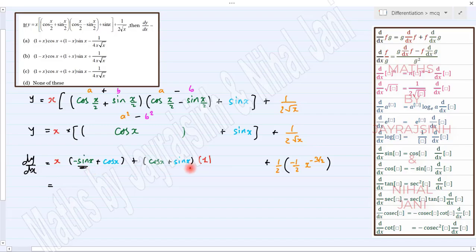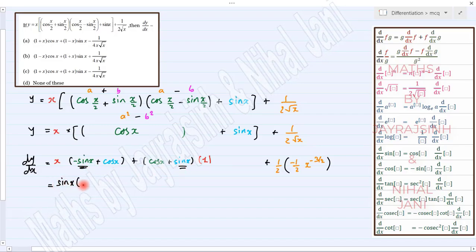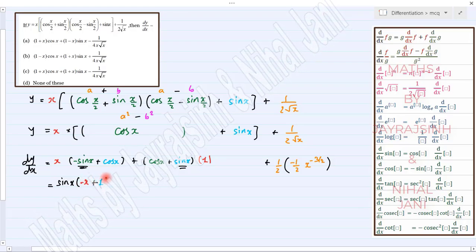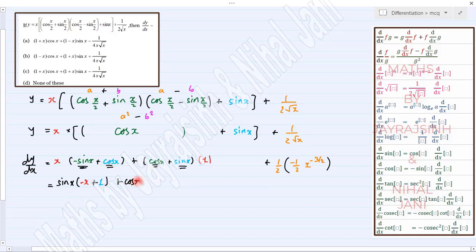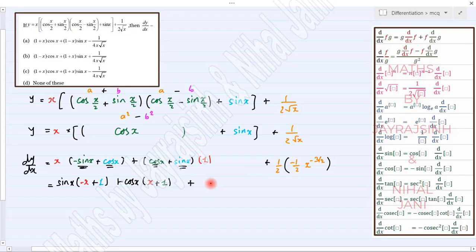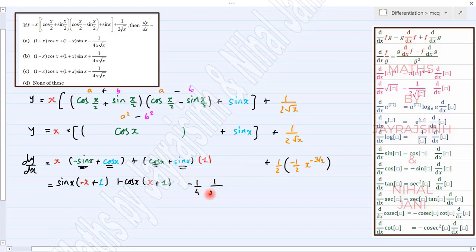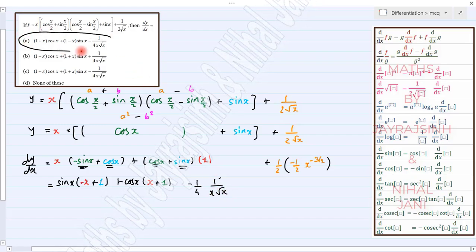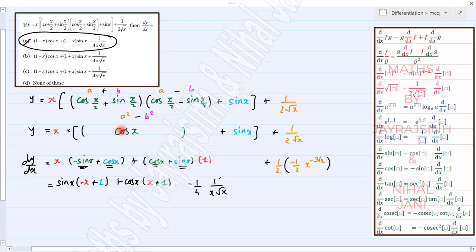Now from these two terms, let's take sin x common. So we will get minus x plus 1. And from the terms of cos, let's take cos x common. So we will get x plus 1. And your last term will become minus 1 by 4, 1 upon x raised to 3 by 2, or we can say x root x. Option A is your final answer. Ta-da!